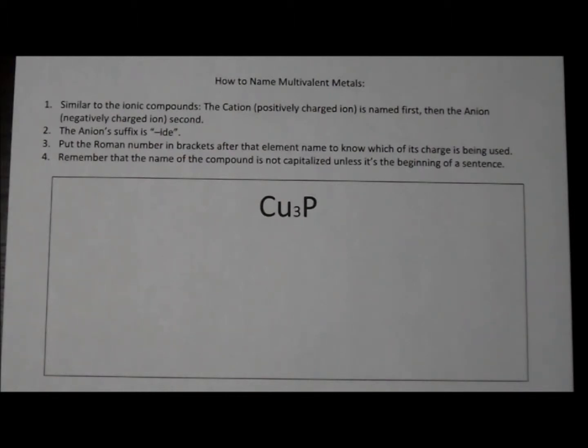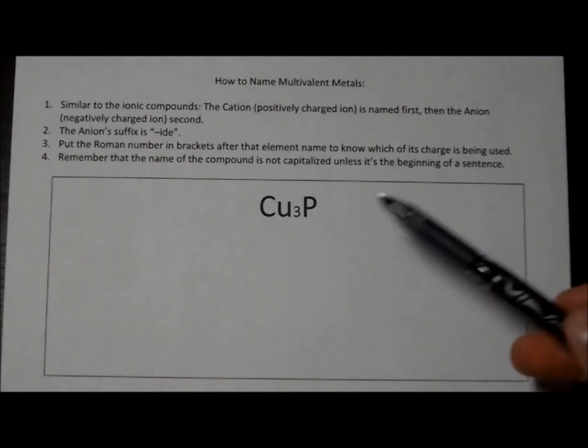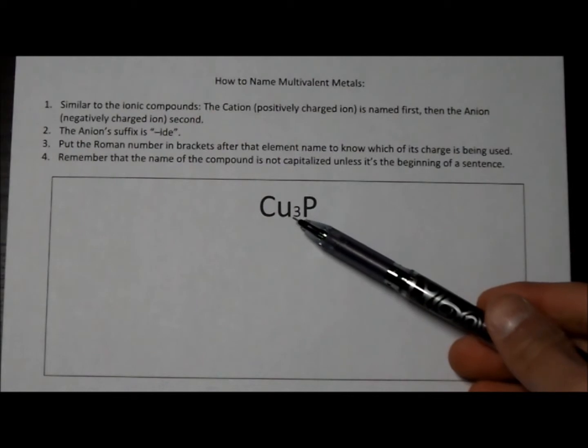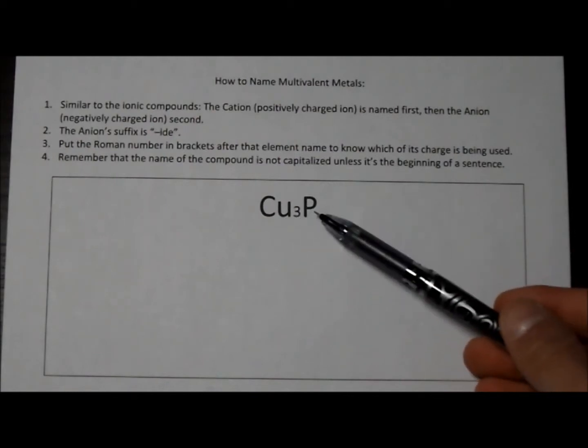To write the name of multivalent metals, it's actually quite similar to writing ionic compounds. There's just one more step. So the first step is to write the name of the cation first and the anion second. The cation is the positively charged ion and the anion is the negatively charged ion. We know that copper is a metal and it is positively charged, so it will be written first. And we have phosphorus, which is the anion, negatively charged, which will be written second.